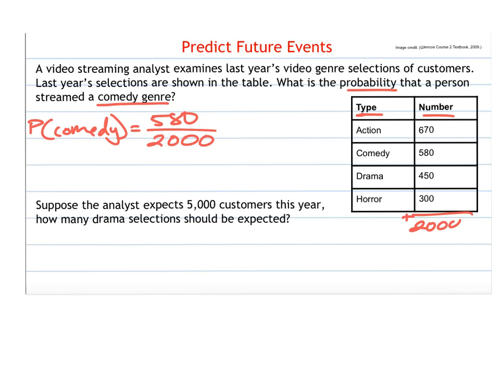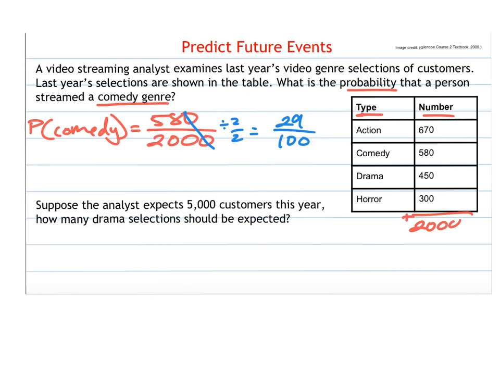And of course, I can reduce that fraction. I see they both end in a 0, which means they can be divided by 10. So then I have 58 out of 200. They're both even, so I can divide them both by 2. So 29 out of 100 customers, 29 of the 100 select comedy. So knowing that is just one way to show the probability that someone will pick comedy.